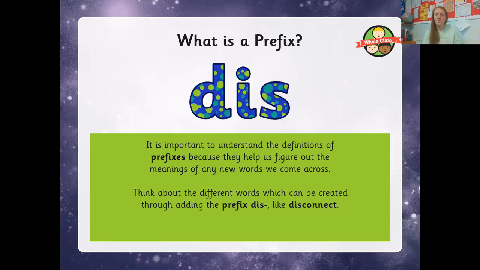Disagree. Well, if I agree with something, it means that I would make this movement with my head. If I agree with something, it means that I'm saying yes, I think the same. But if I disagree, it means I'd make this movement. I don't go along with it. So that's got the negative opposite meaning as well. So when we add dis to a root word, it gives it a negative opposite meaning. A bit like miss. We thought that about miss yesterday.